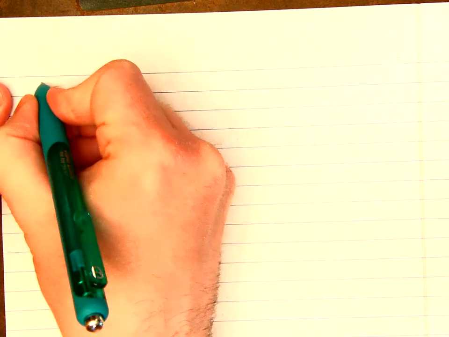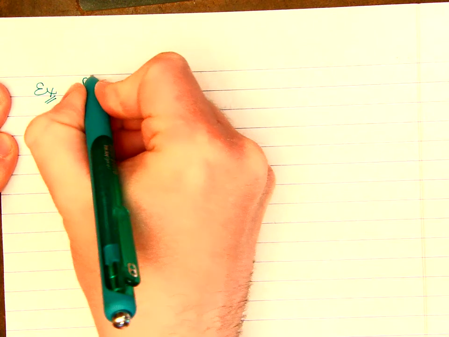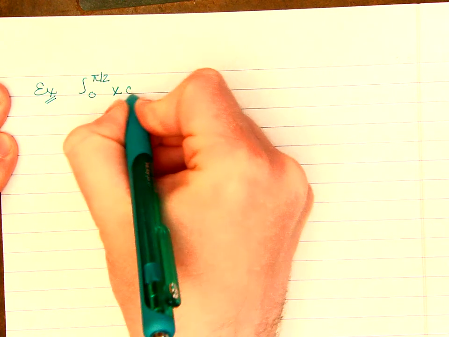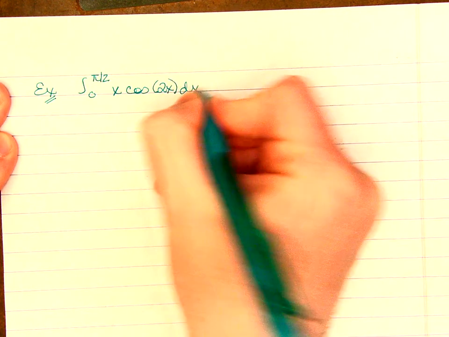The next variation that we need to look at is what happens if you're given a definite integral, if you're asked to find an area under a curve. For example, the integral from 0 to pi over 2 of x times the cosine of 2x dx.